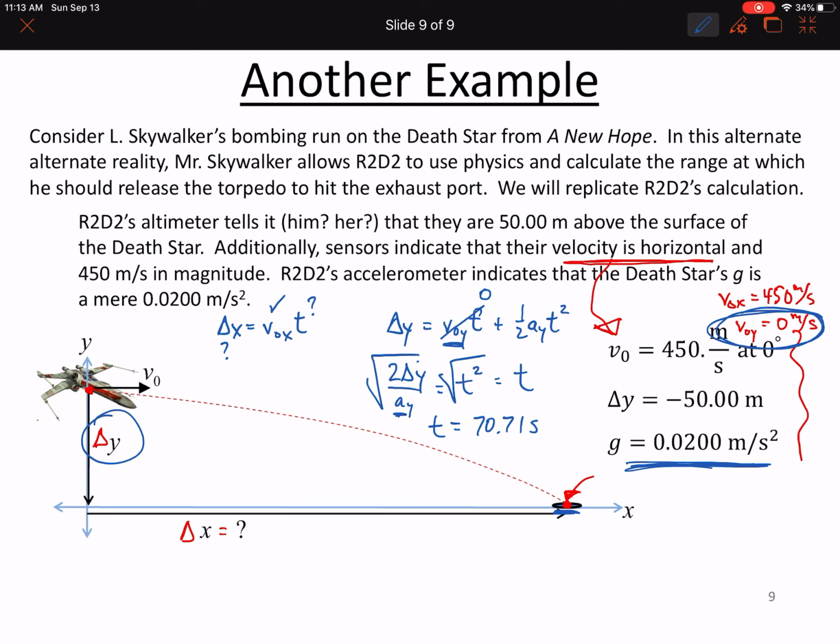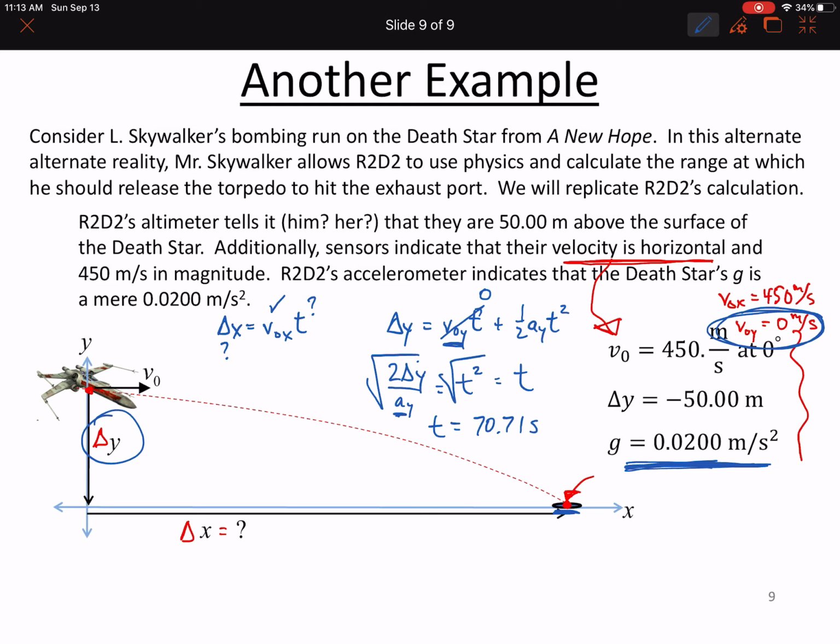That's a long time to drop 50 meters. On Earth, it takes a couple of seconds to do that. When your value of g, however, is so much smaller, right? Let's see, how many times smaller? It's like 500 times smaller than Earth's value. Well, then it takes a lot longer to drop through 50 meters. But it does happen eventually.